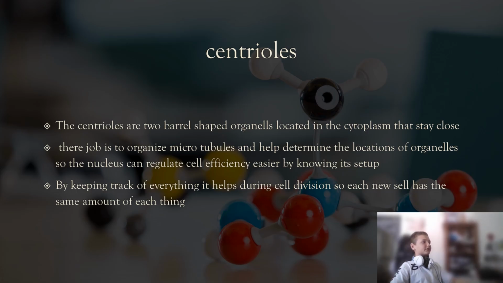One of the last parts of the cell is the centrioles. The centrioles are two barrel-shaped organelles that are located within the cytoplasm, and they most of the time stay close. Their job is to organize the microtubules labeled earlier and help determine the location of other organelles so the nucleus can regulate cell efficiency easier by knowing where all its stuff is, kind of like its setup, and by keeping track of everything. It helps the cell during cell division, so each new cell has the same amount of each thing, and it keeps the cell accurate.